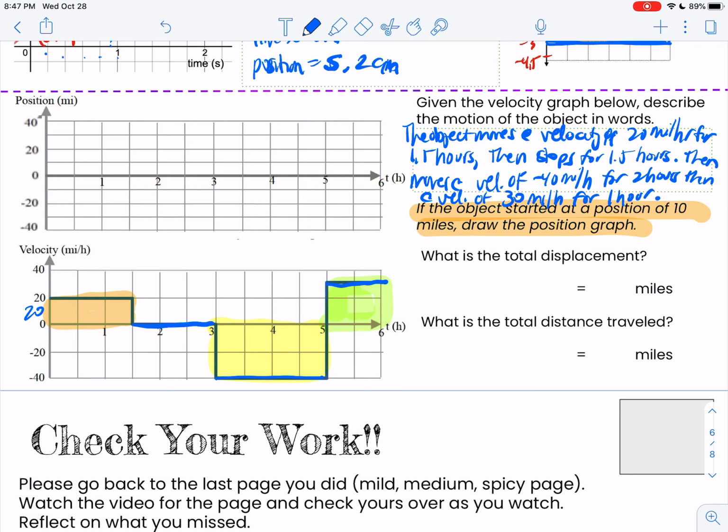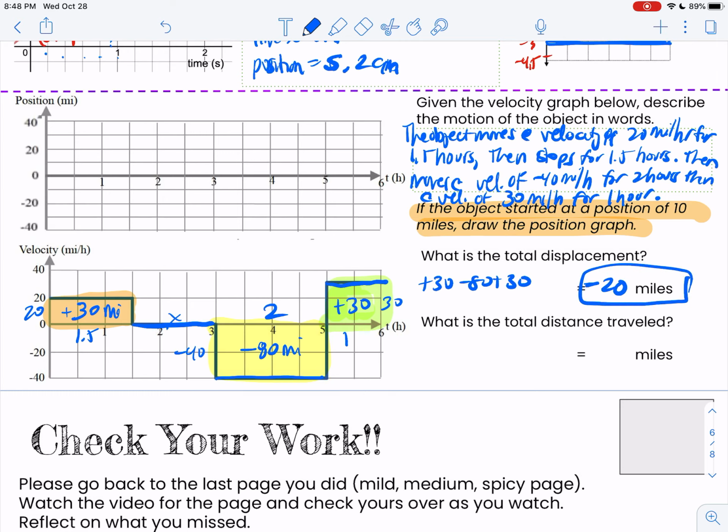Okay. So this is 20 this way, 1.5 this way. So that's 30 miles. That's nothing because it's not even moving. Okay, that's 2 hours by 40, so that's negative 80 miles. Okay, and then this is 1 by 30, so that's plus 30. Okay, so plus 30 minus 80 plus 30 is negative 20 miles. Okay, and it has to say negative, right, because it's more in the negative direction.